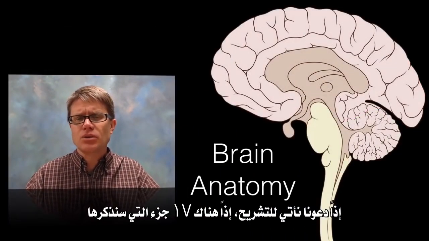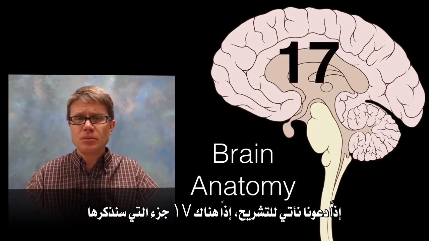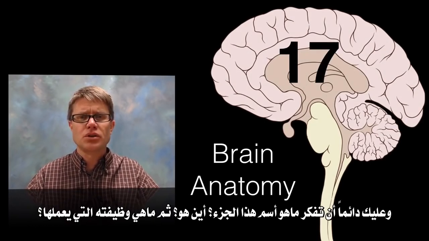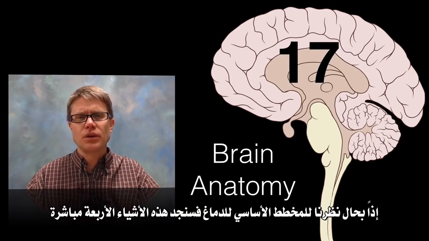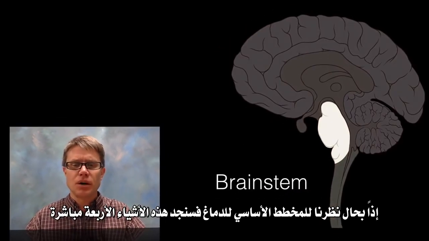And so let's get to the actual anatomy. And so there are going to be 17 parts that we're going to go through. So you should always be thinking, what's the name of the structure, where is it, and then what's the function, what does it do? And so if we look at a basic brain plan, we find these four things jump out right away.